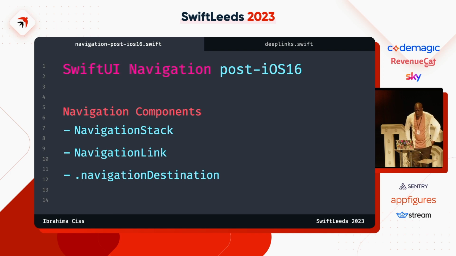Okay, so now let's talk about navigation post iOS 16, right? We have three components: two main views and one view modifier. The two views are the navigation stack, which replaces the navigation view, and the navigation link, which we still have but with some superpowers. And we have the navigation destination, which is just a modifier.